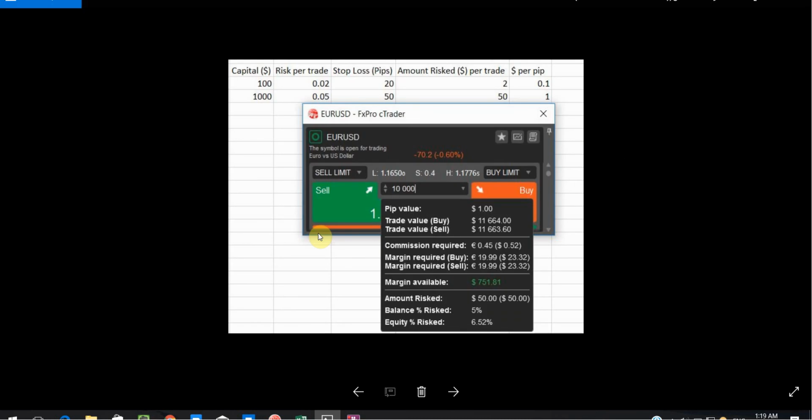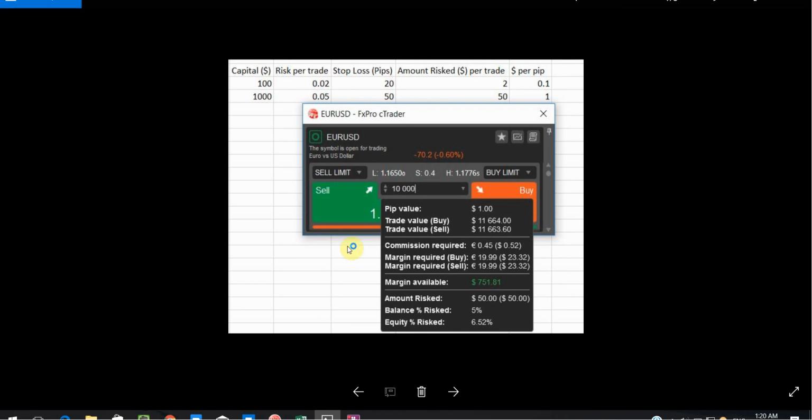And then we pull out our currency pair. The lot size is 10k, so we double check $1 per pip, and it's 5% balance risk. If you see this, you're good to go. That means you have done the correct stuff, the proper risk management.